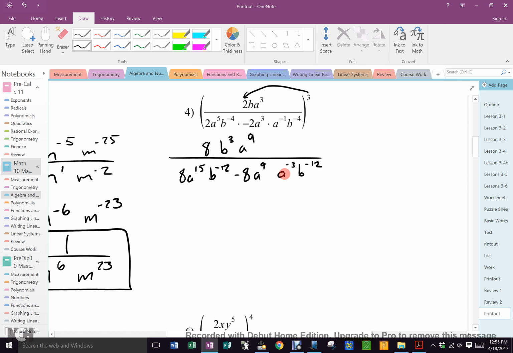Then I bet he cleaned up under here. So he got 8B3A9 over 8 times 8 is negative 64. 15 plus 9 is 25. Minus 3 is A to the 22. And negative 12 minus 12 is B to the negative 24. Then he cleaned up and down. Numbers with numbers. 8 and 64 became negative 8 on the bottom, right?